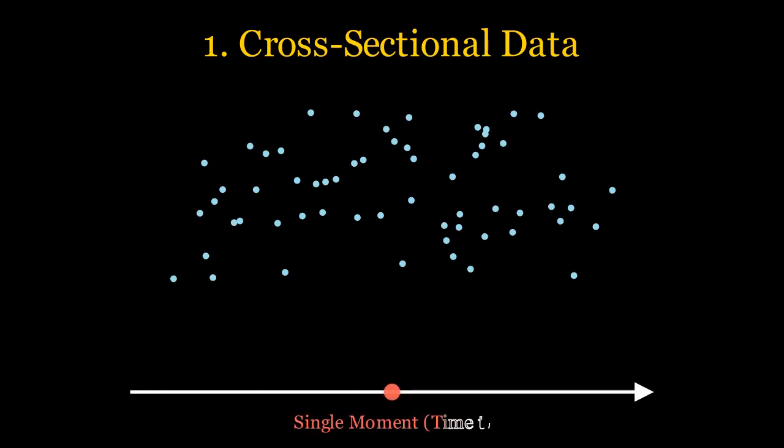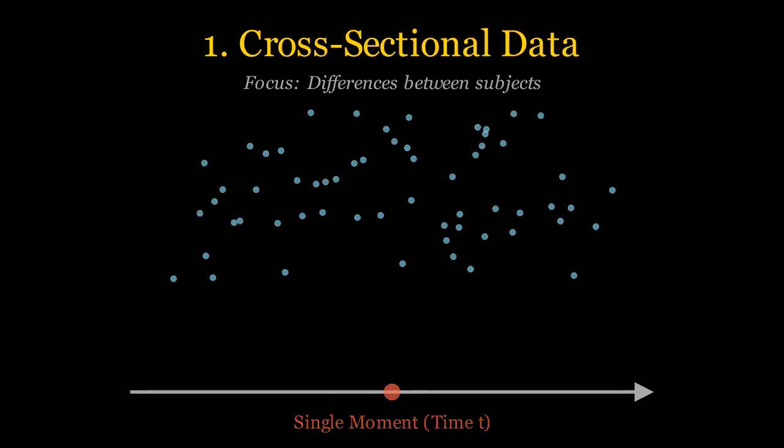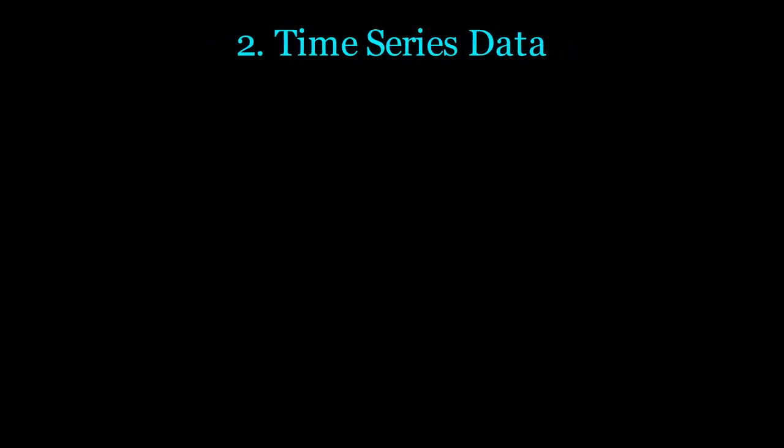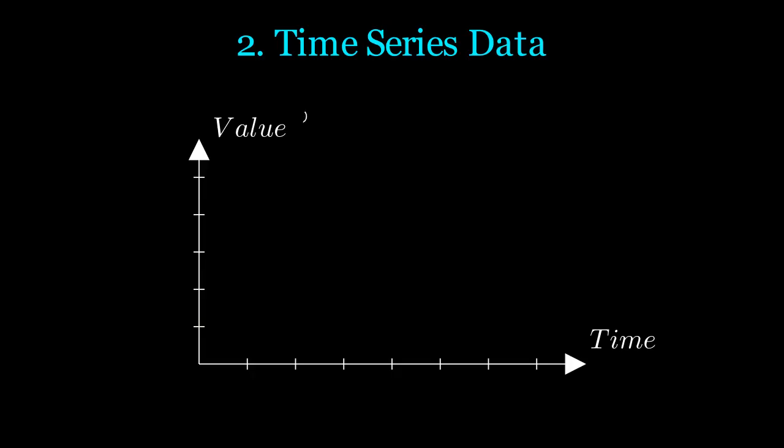The second component is time series data. This is the movie of a single subject. Here, we follow one entity, perhaps the stock price of Apple or the GDP of the United States, over many consecutive days, months, or years. We see trends, cycles, and seasonal patterns. However, we are limited because we only see one story. We don't know if Apple's growth is unique to them or if it's a trend affecting all tech companies simultaneously.